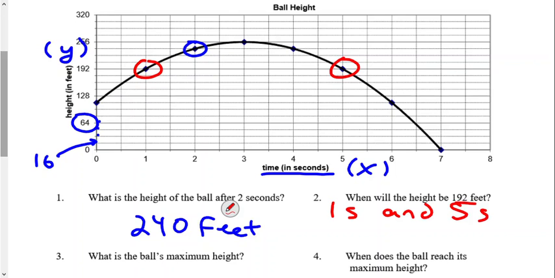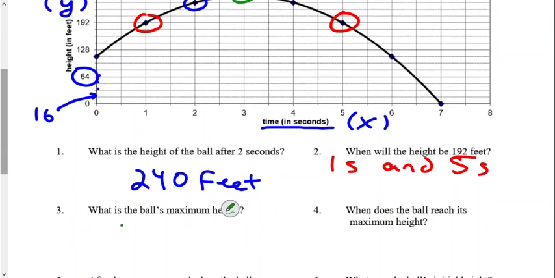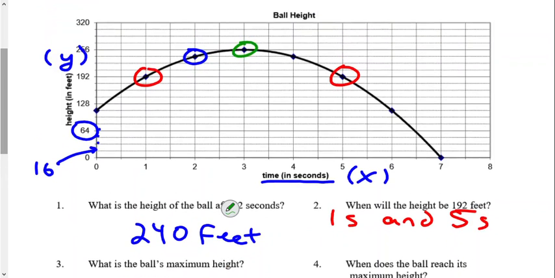Okay. What is the ball's maximum height? So you're looking at the y value. This is the highest point up here. That's at 256 feet. When does the ball reach its maximum height? So then you look at the x value. The x value is always the time given in seconds. So that's at 3 seconds.